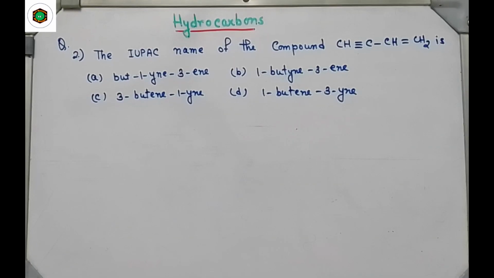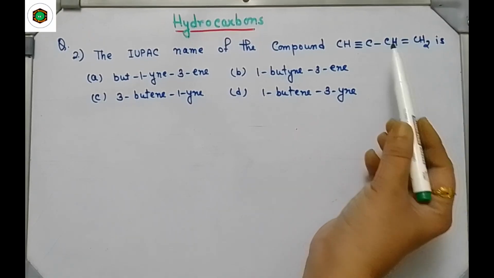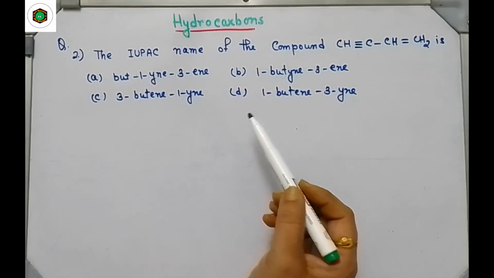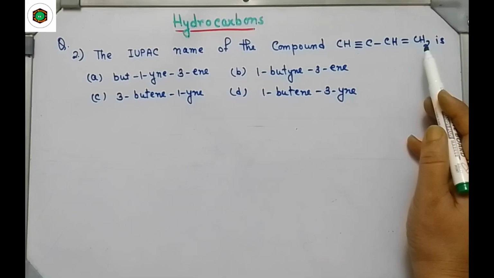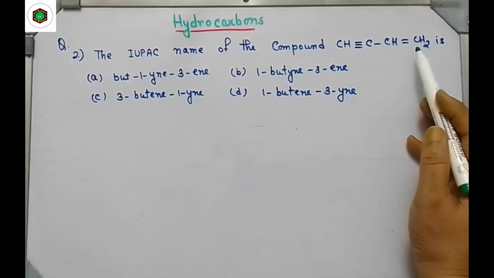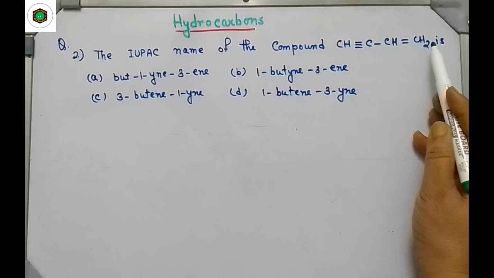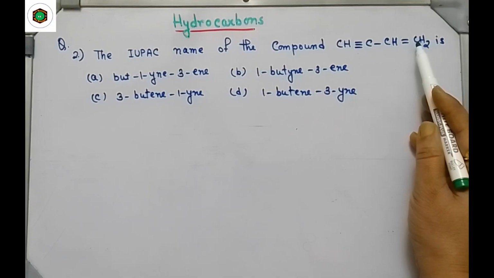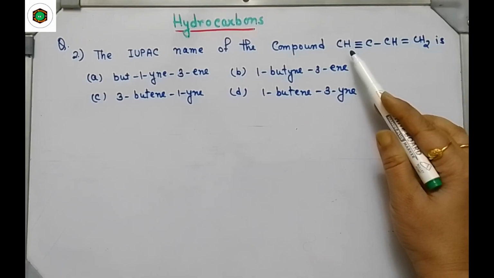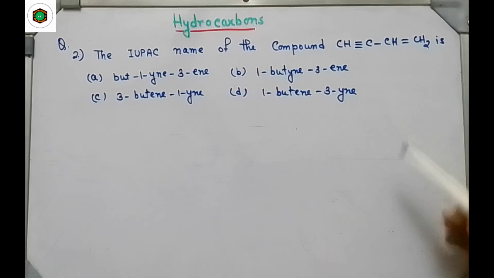Next question. The IUPAC name of the following compound is, 4 options are given. Now see, this compound has one double bond and one triple bond. From this side the double bond is at position 1, and from this side the triple bond is at position 1. So which will get priority? In this situation the double bond always gets priority over the triple bond because both have the same position.